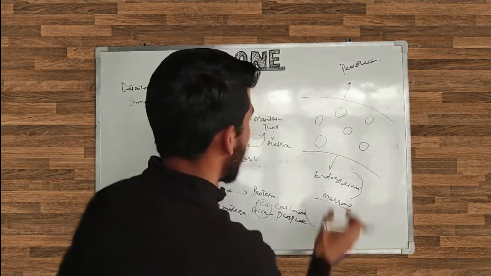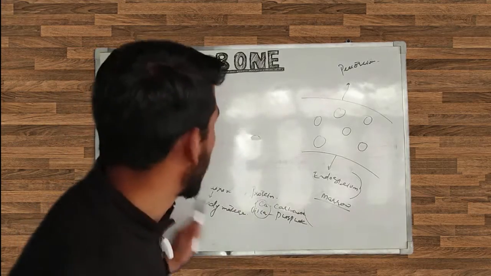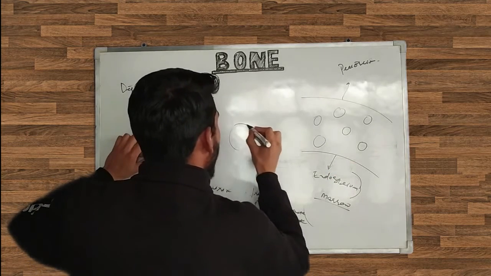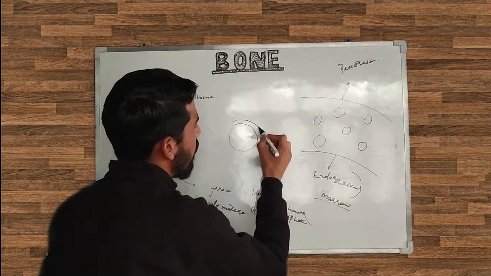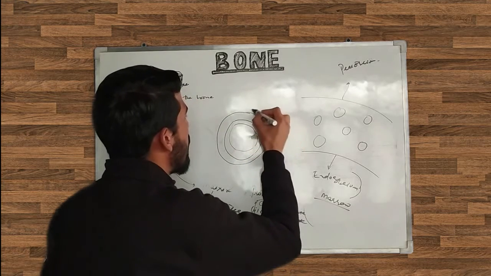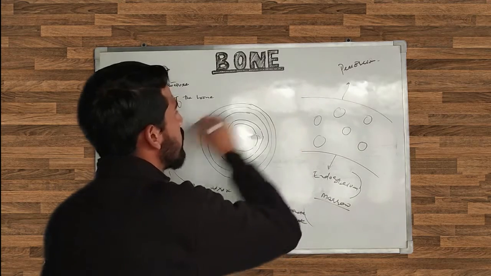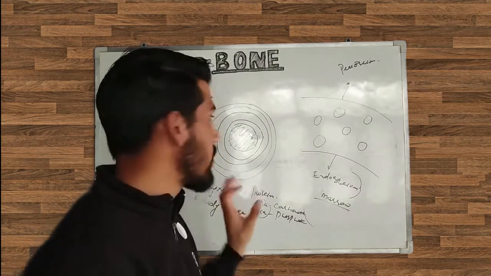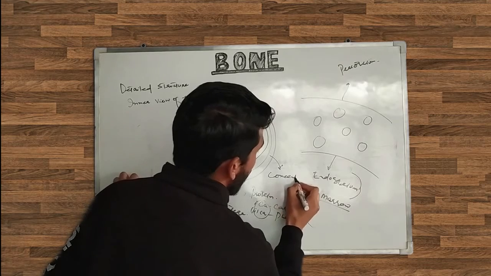So I will draw one Haversian canal here, and we see what's present around the Haversian canal. So this is the Haversian canal. Around the Haversian canal there are some rings present. I'll make one more ring. This is the Haversian canal, and around it there are some special rings, and these rings are called concentric rings.